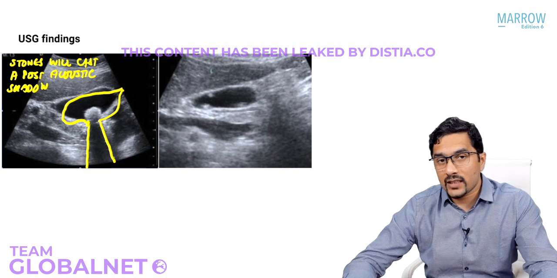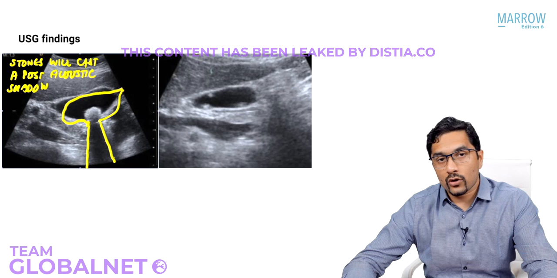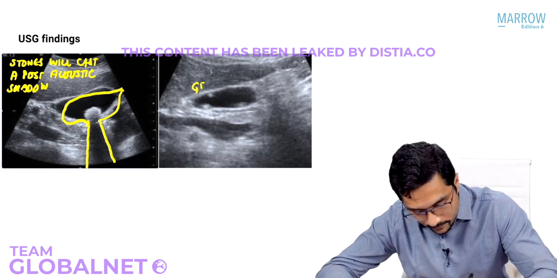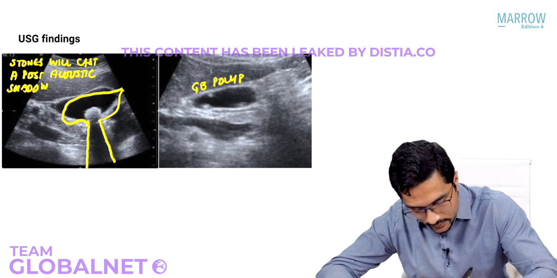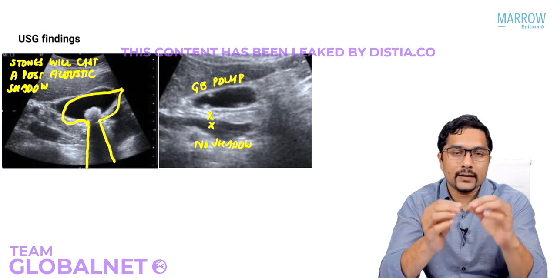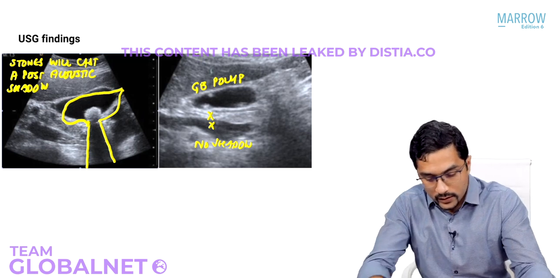This ultrasound was asked in the FMG exam, and they had asked to identify what is the condition. So gallstones was the condition. Now, if you compare it with the GB polyp on ultrasound, there is no shadow. So that is how you can differentiate a mass inside the gallbladder versus a gallstone. And you should all know this sign.